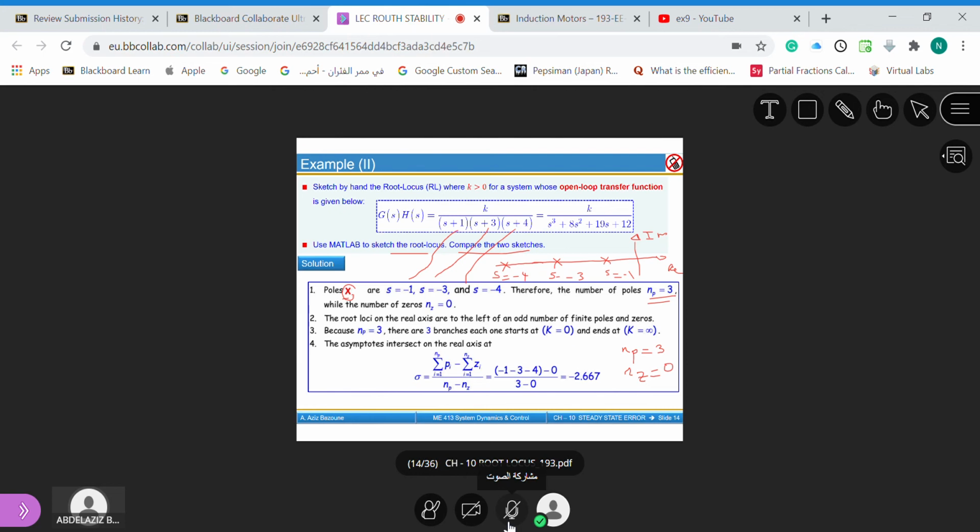Let's see now. I will change the color, Shabab, just to show you where the root locus is located. This is the first singularity. So the root locus will be located from here. It goes from here.